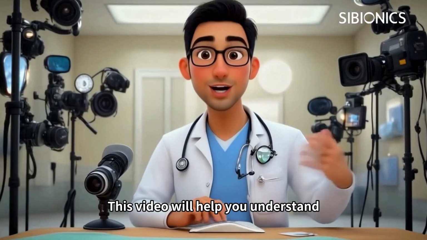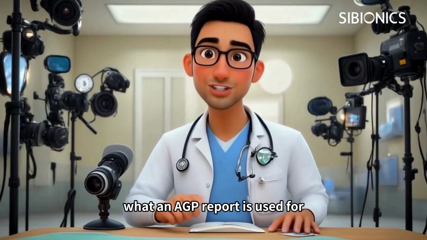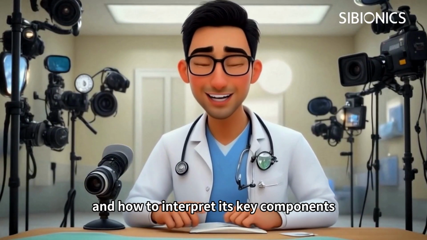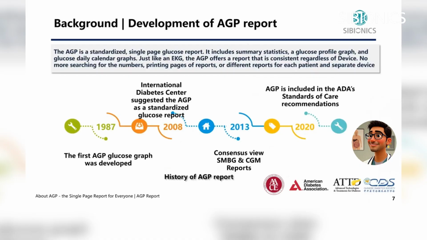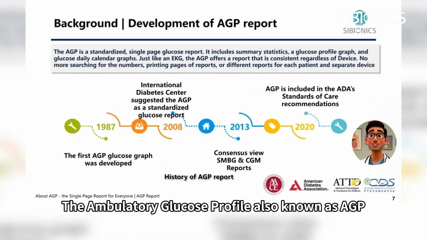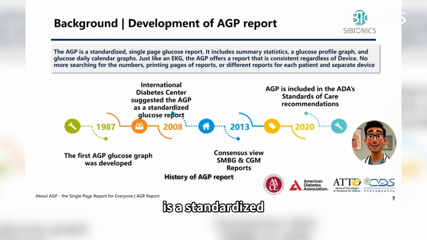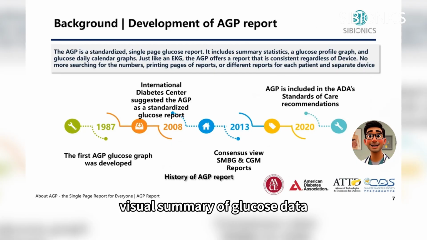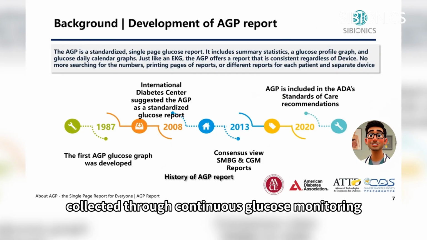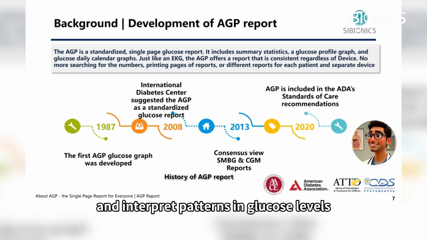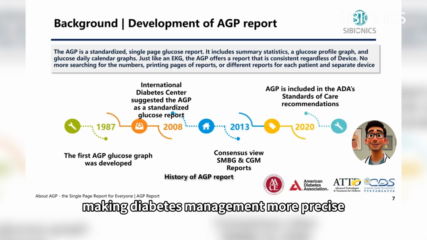This video will help you understand what an AGP report is used for, how it was developed, and how to interpret its key components. The ambulatory glucose profile, also known as AGP, is a standardized visual summary of glucose data collected through continuous glucose monitoring. It simplifies how we read and interpret patterns in glucose levels, making diabetes management more precise and personalized.